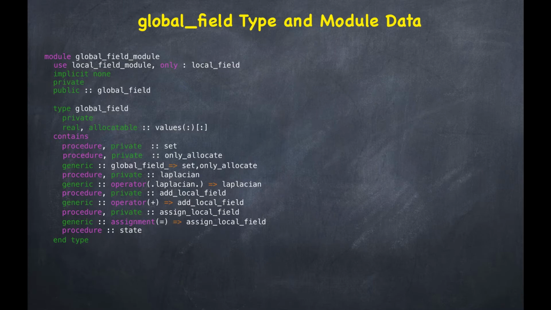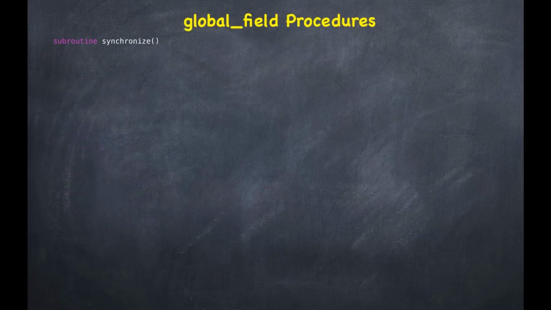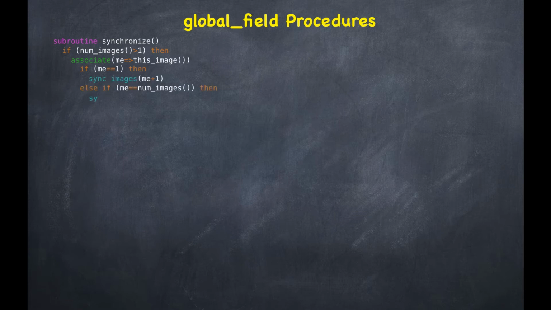We will also declare a few module variables and a constant that will be common to all variables of the global field type. We'll need to synchronize images in three places in this solver. Once at the end of each of the two object constructors, set and only allocate, to ensure the objects are there for other images to access, and once at the end of the user-defined assignment to ensure that the assigned data is available to other images. To maintain high performance, we will synchronize each image only with its two neighboring images because the one procedure that communicates data, the Laplacian operator, only needs data from its nearest neighbors.